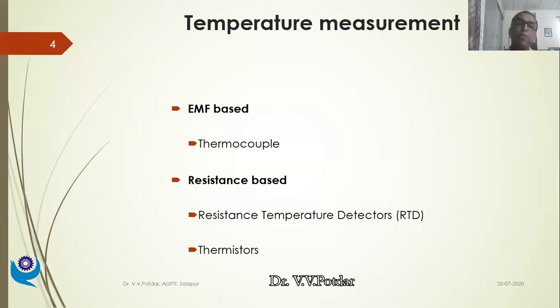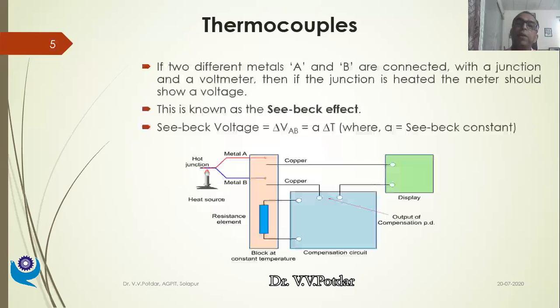There are two types that we will be studying based on resistance, that is resistance temperature detectors, which we call RTDs, and the other one, that is the thermistor. There are a number of other varieties as well. Thermopiles are there; those we are not going to study now as per the syllabus, but we'll be studying these two basic types: EMF-based thermocouple and resistance-based RTD and thermistors.